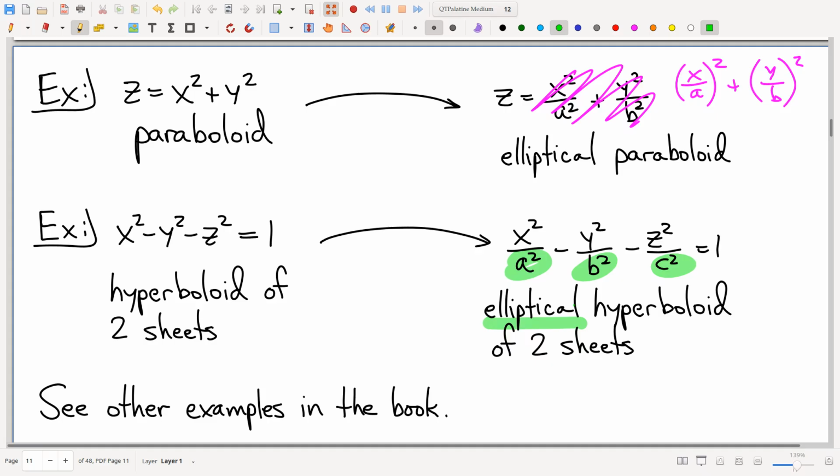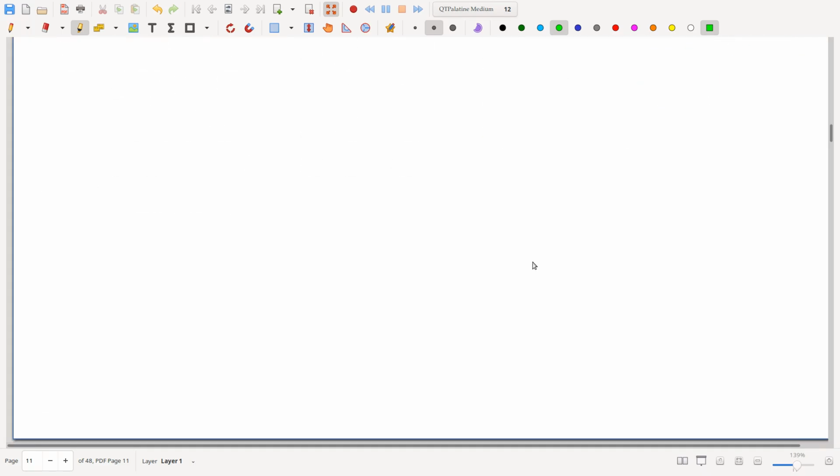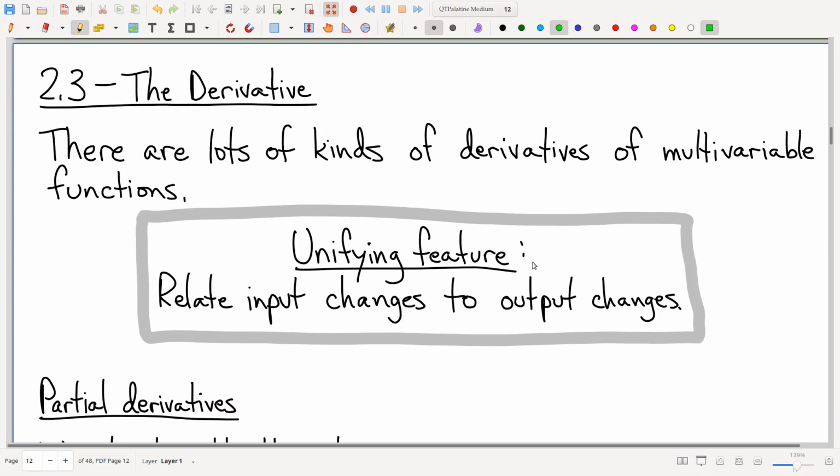All right, moving along. Okay, excuse me. So on to the derivative. Let's see if my better stylus is working. Yep, I don't know what happened there. That's weird.